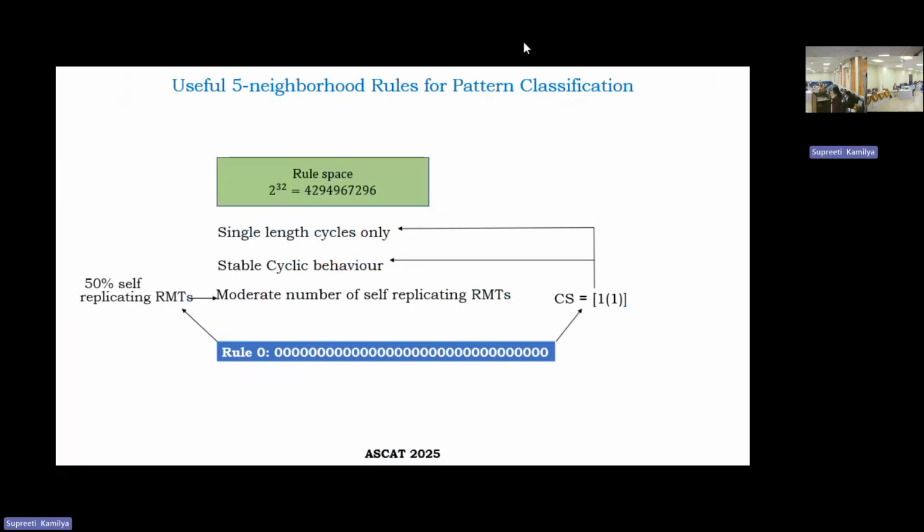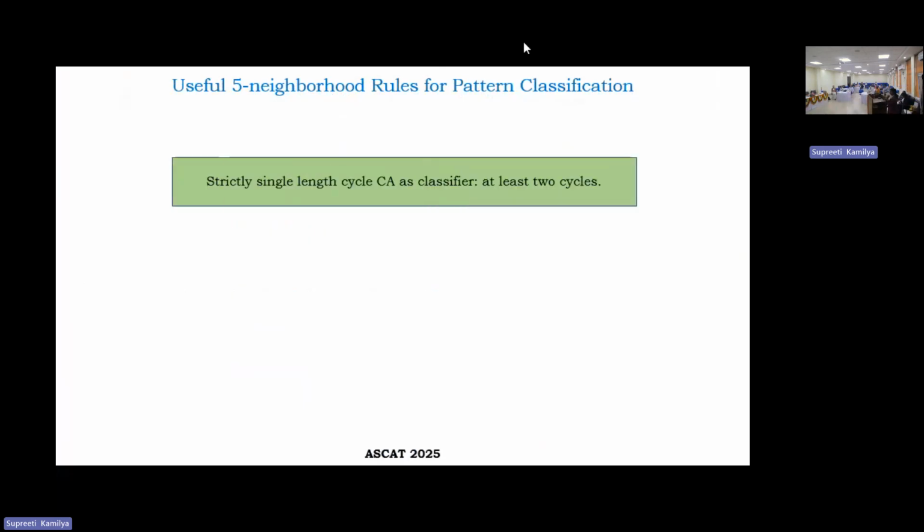But the problem is that if you increase the CSI for rule zero, the cyclic behavior always remains. The problem is that here the count of cycles is 1, which is never applicable for pattern classification. Another restriction is that if we have a huge number of cycles, then also it is not good for pattern classification. So we have to figure out those rules where we have at least two cycles, two single length cycles.